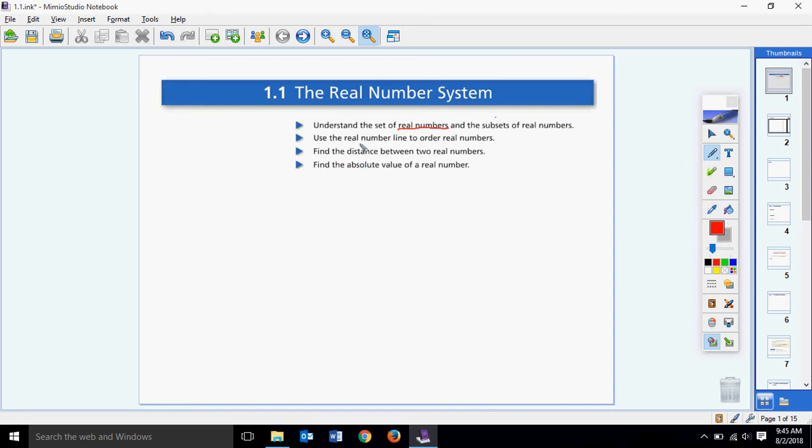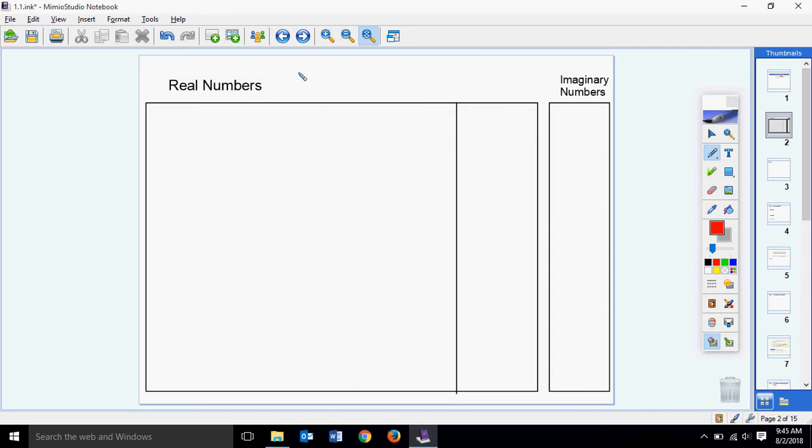So in each of these objectives, you hear the term real number. Well, we kind of want to define that and understand what it truly is. So a real number is basically any number you use in everyday life. Okay, so there's 2 categories of numbers. Those numbers that you use in everyday life, those are called real numbers. Basically, any number that you can think of is a real number.